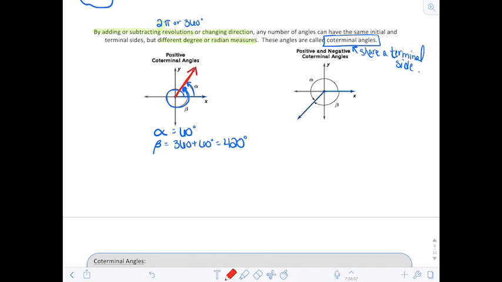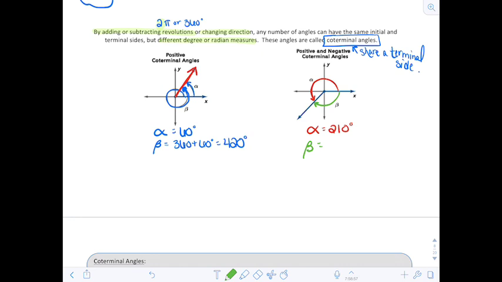Now we're going to look at positive and negative coterminal angles. In the first one, they were both positive. Here we have a positive and a negative, but they share a side. So now let's look at alpha. Alpha looks like maybe it's gone 180, let's say plus 30 more. So let's say that alpha is a positive 210 degrees. Then if we look at beta, beta has gone in the negative direction and stopped at the same place.